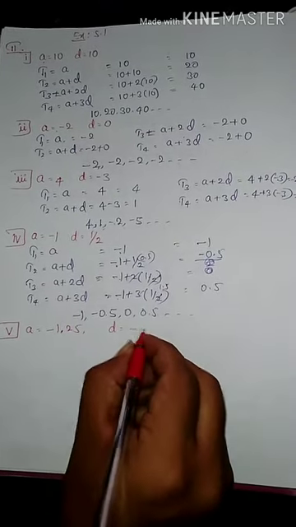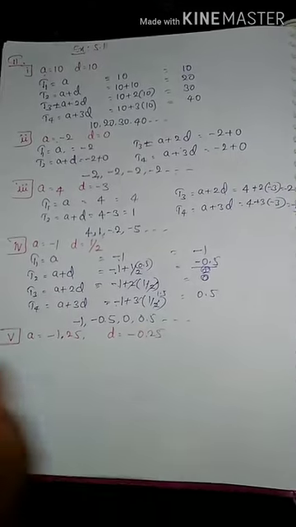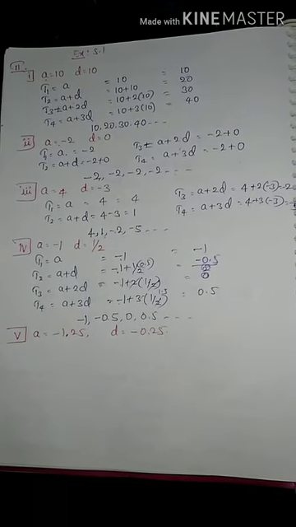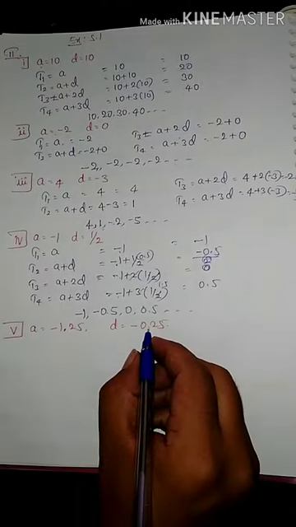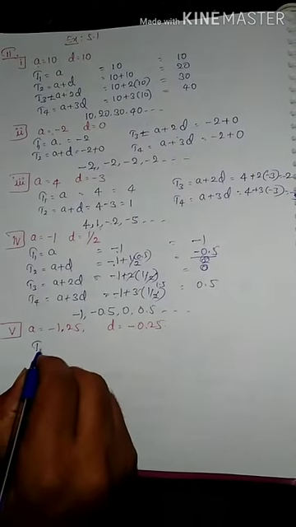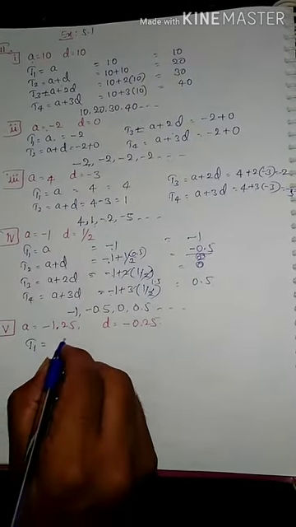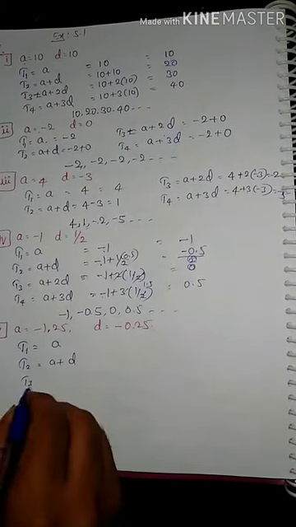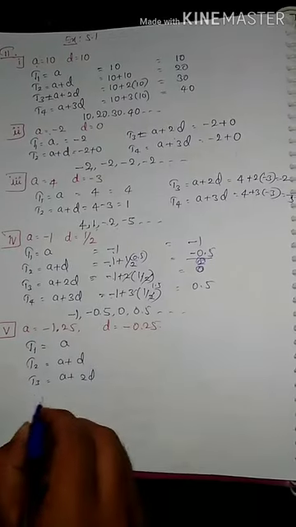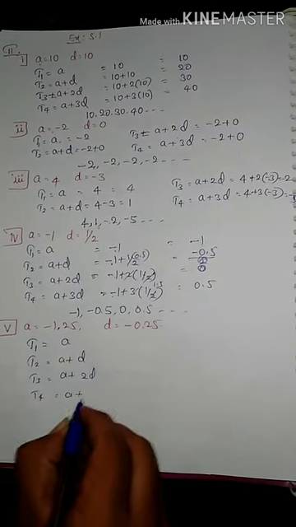d is equal to minus 0.25. So here the first term is minus 1.25 and the common difference is minus 0.25. But we know the arithmetic progression: T1 is equal to a, T2 is equal to a plus d, T3 is equal to a plus 2d, T4 is equal to a plus 3d.